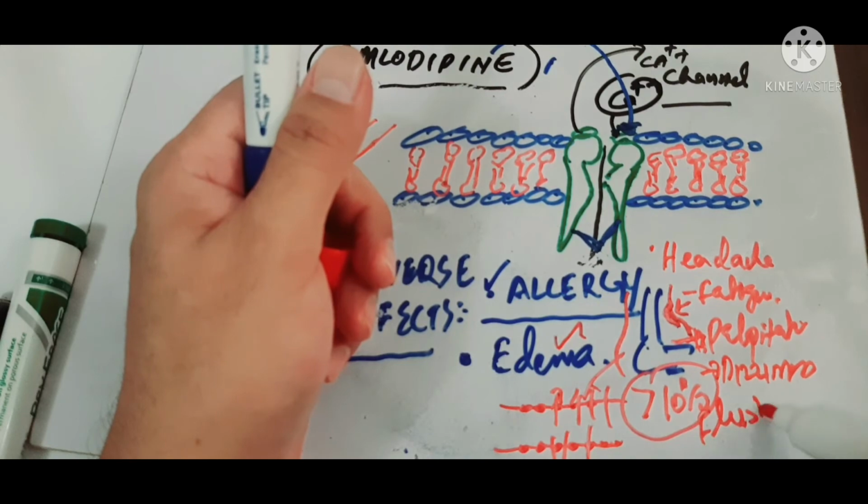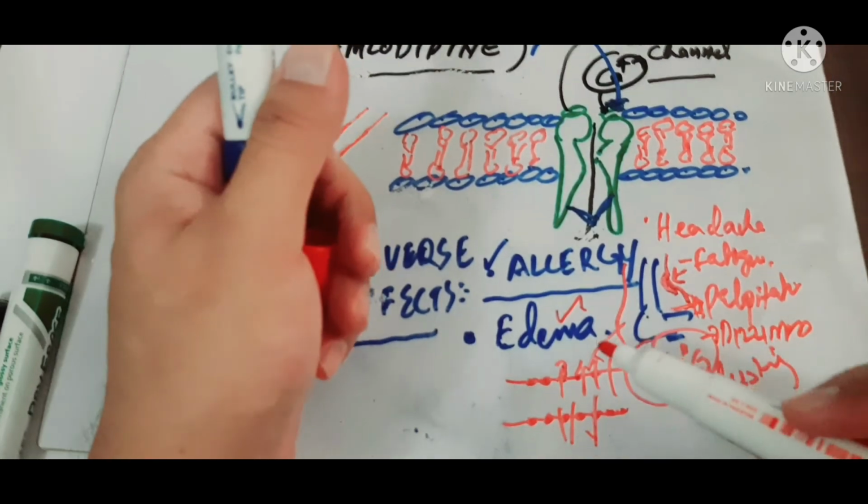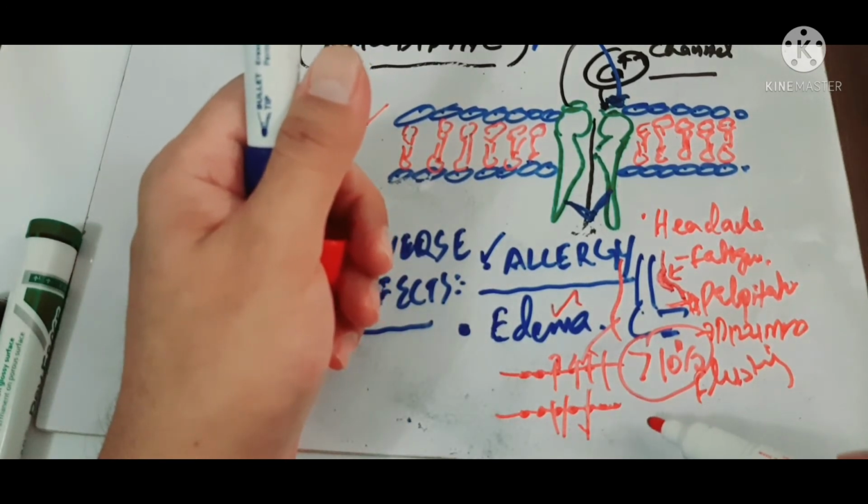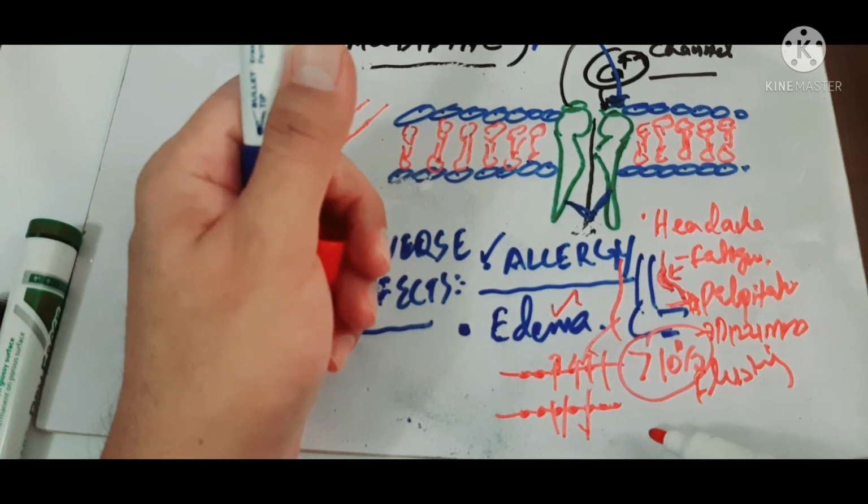Flushing of the face is the same mechanism. When the blood vessels are dilated in the face area, what will happen? The face will become more red. So flushing is more common. Muscle cramps also, and in some conditions, male sexual infertility is also common.